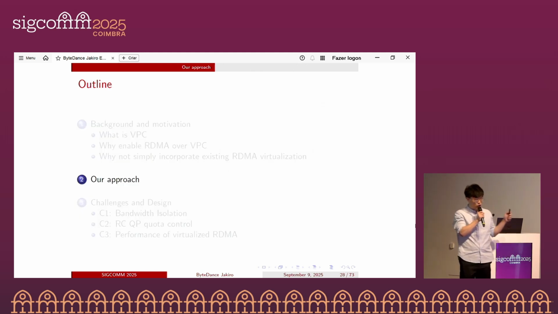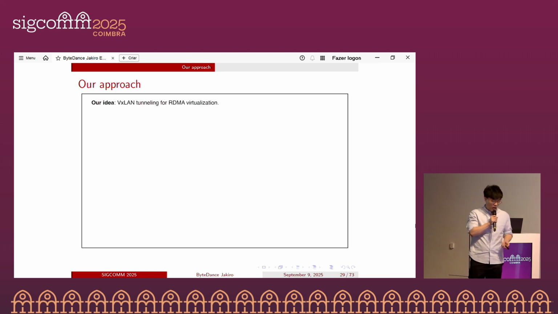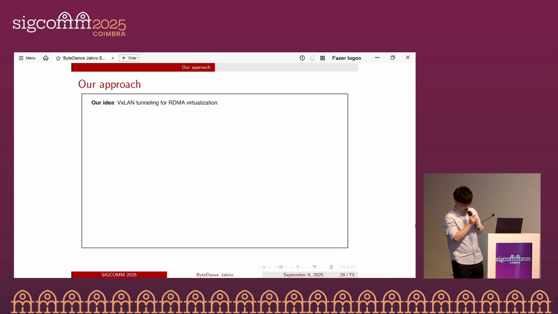Okay, so let's move on to our approach. The high-level idea of our approach is to utilize VXLAN tunneling for RDMA virtualization. And this obviously has two benefits. The first is compatibility.